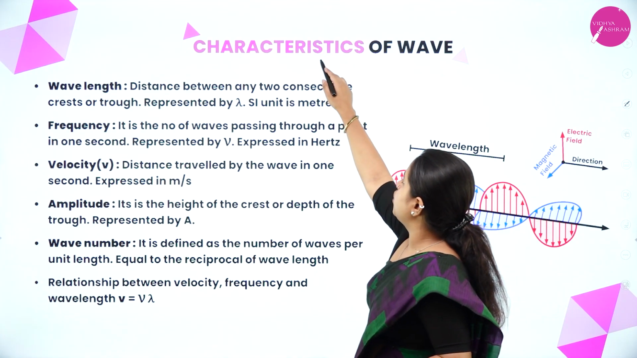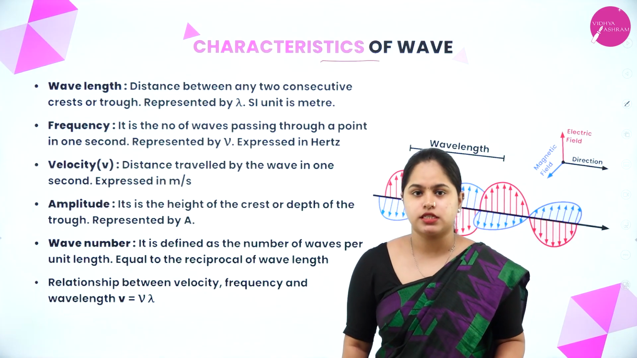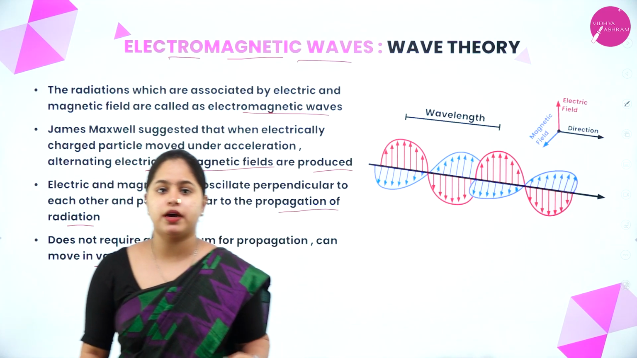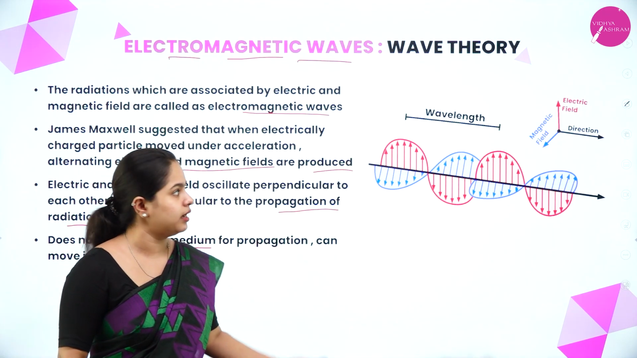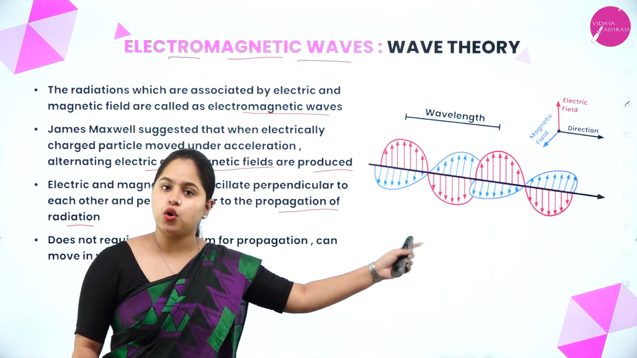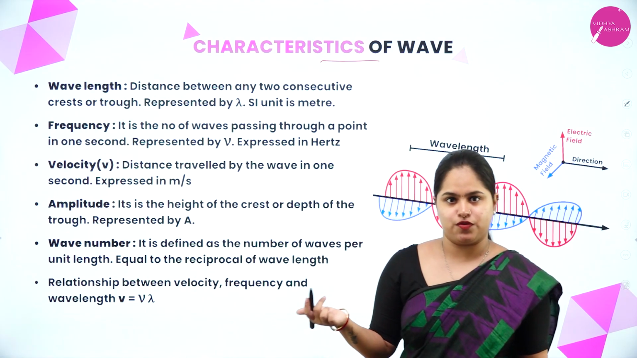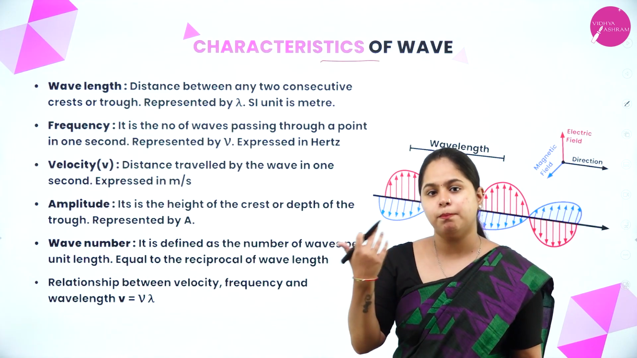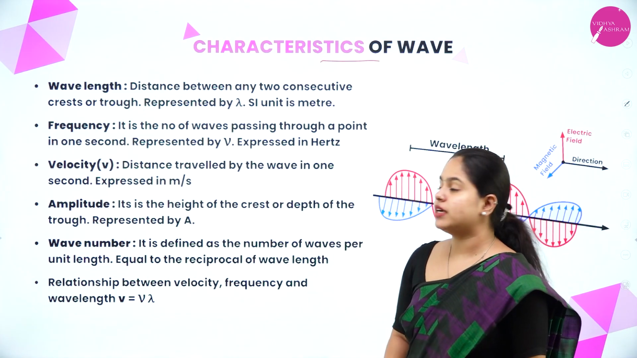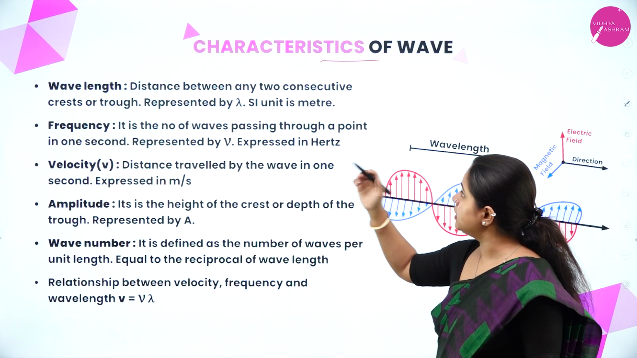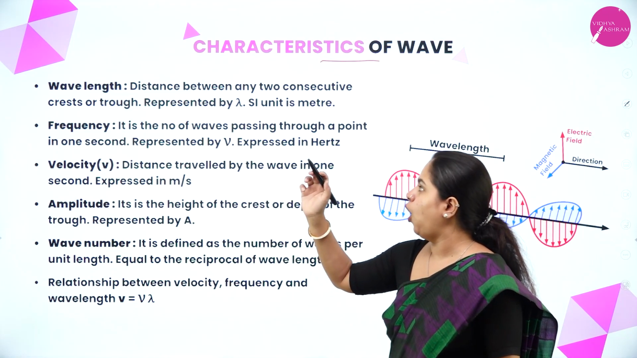Now we are going to understand the characteristics of a wave. We know that the radiations emitted by an accelerating charged particle are in the form of electromagnetic waves. Now we are going to study the characteristics of these waves to understand them in a better way, right? So the first one is wavelength. What is wavelength? It is the distance between any two consecutive crests or troughs.